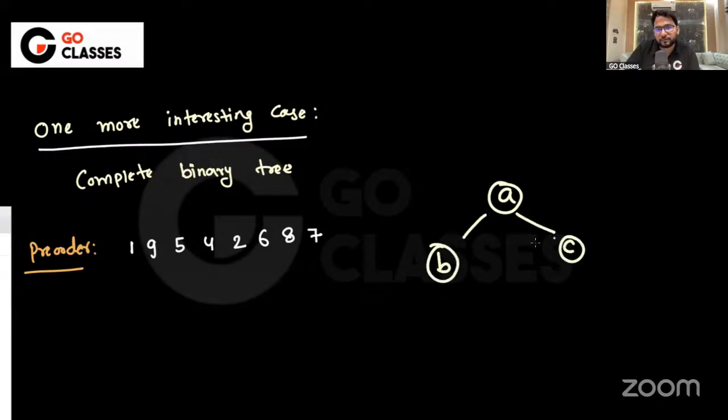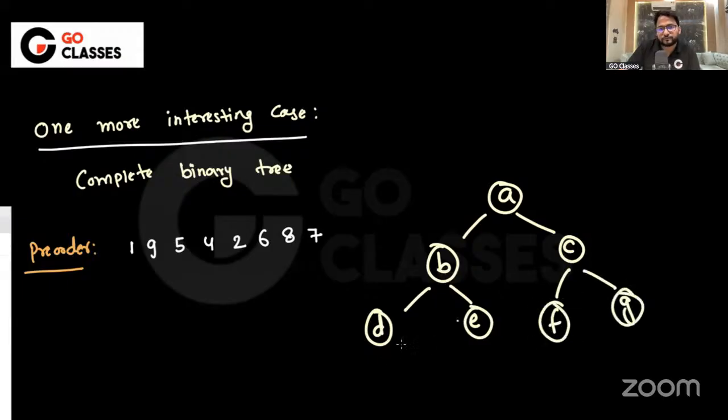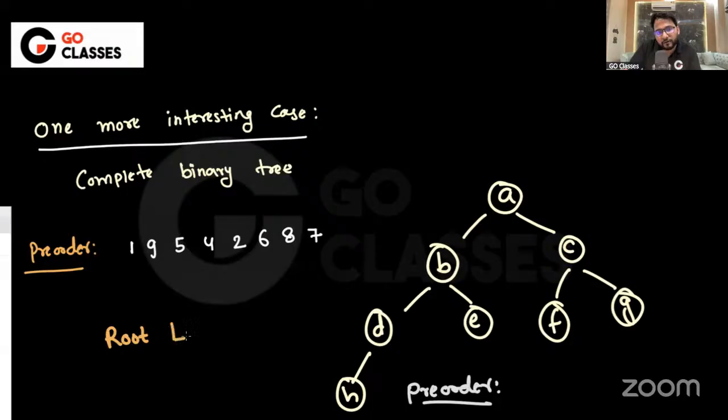3, 4, 5, 6, 7, 8, right? This is the complete binary tree with the 8 nodes. Now what you need to do? You just need to write the pre-order of this tree. Tell me the pre-order of this tree. Okay, very simple procedure. Pre-order means root, left, and right.